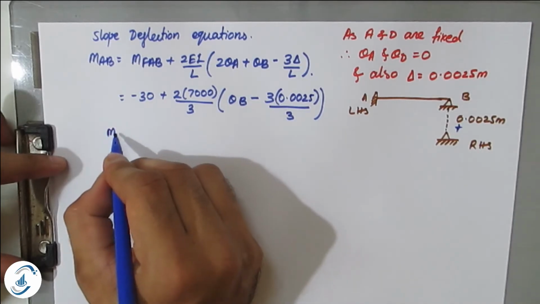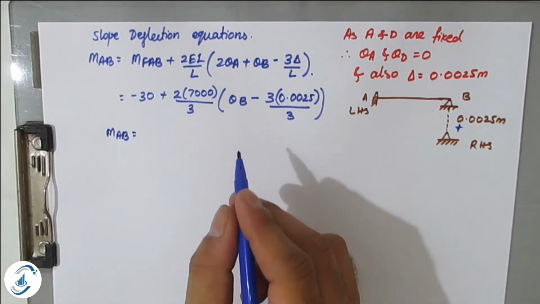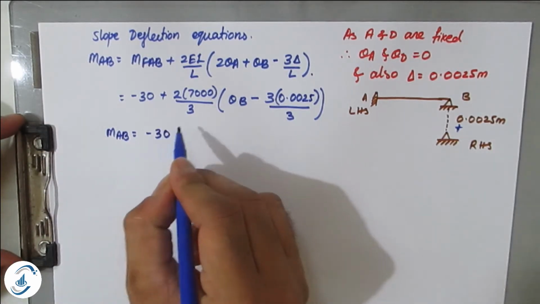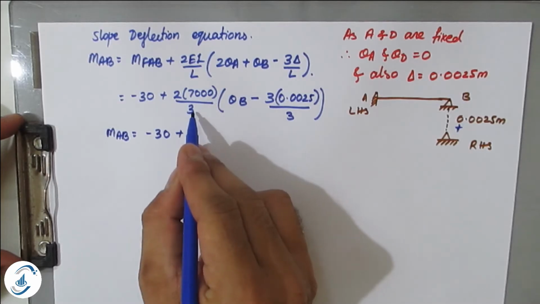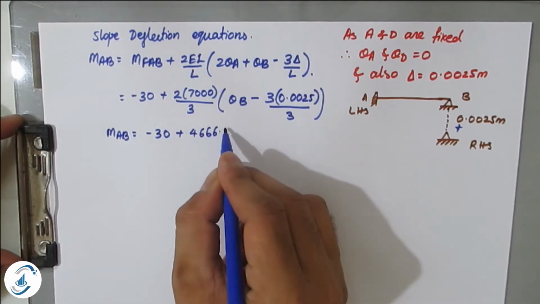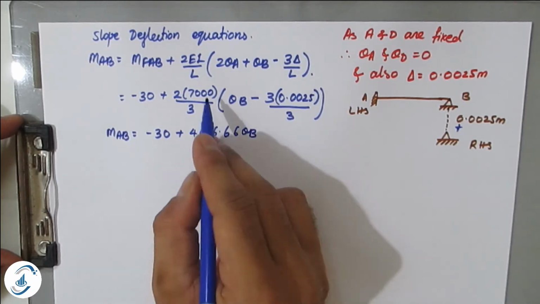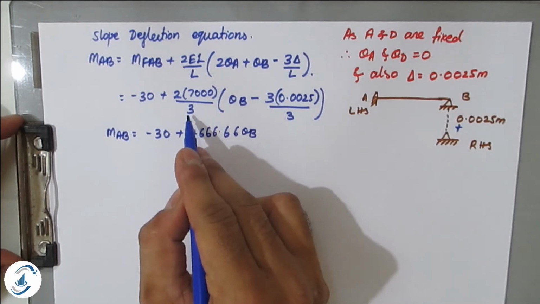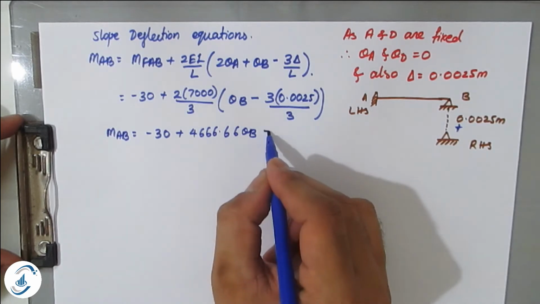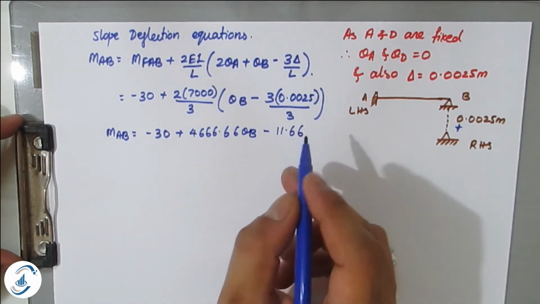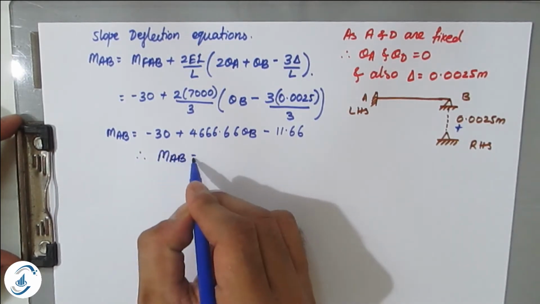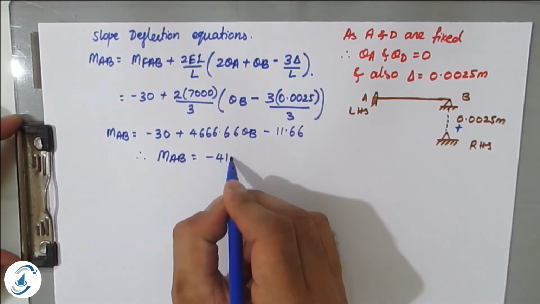Now just the simplification. Once you simplify it, minus 30 will remain here as it is. Plus 2 into 7000 divided by 3 into theta B, if you do, 4666.66 theta B. And this quantity, 2 into 7000 divided by 3 into minus 3 into 0.0025 divided by 3, if you do, it comes out to be 11.66. So therefore the simplified version will be MAB is equal to minus 41.66.